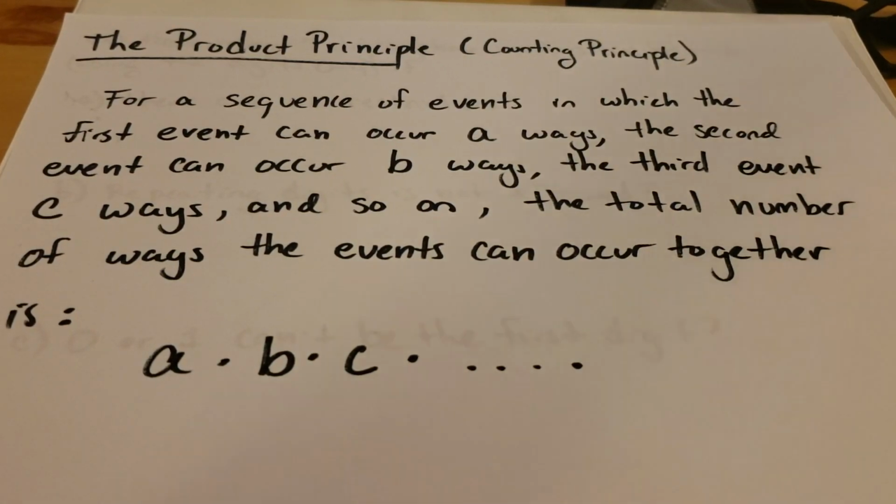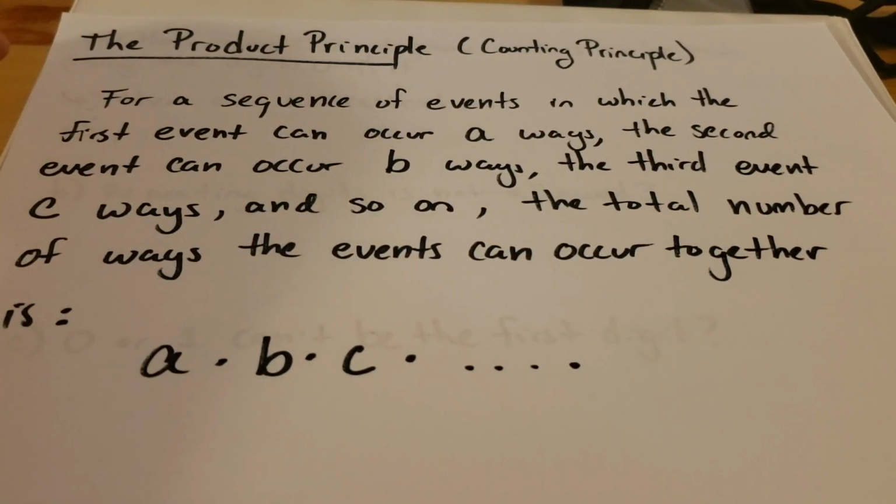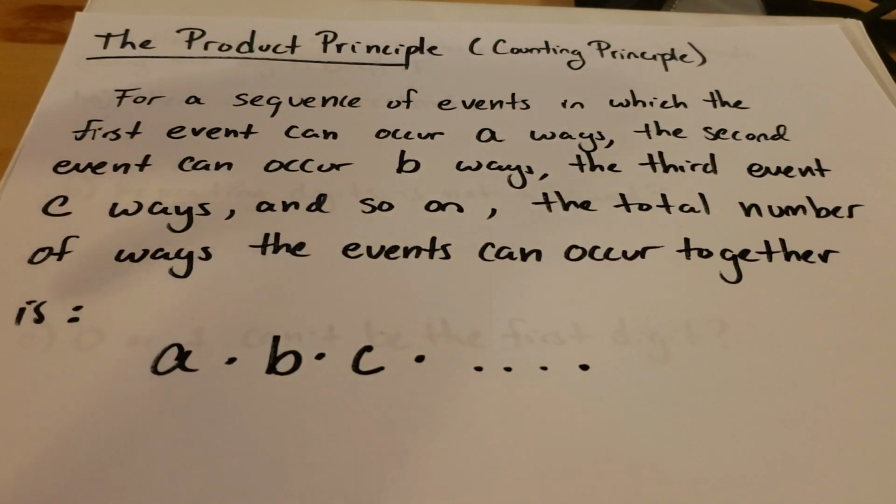So the product principle, or the counting principle, is something that we can use to determine the number of ways a sequence of events can all happen together.